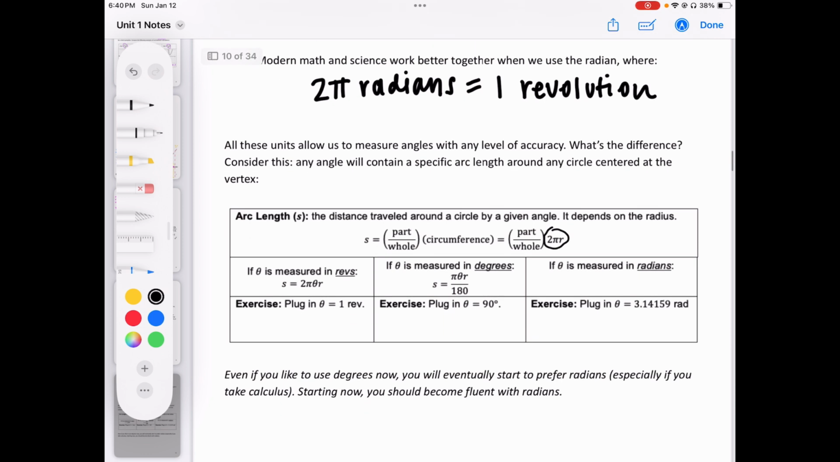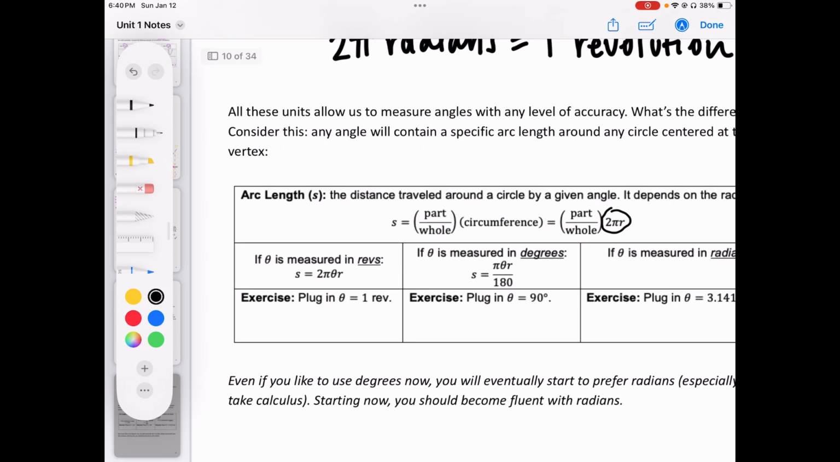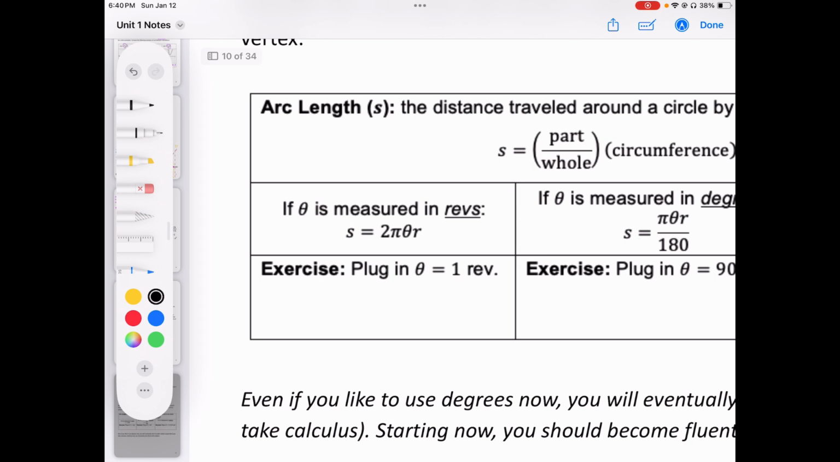Now, it depends on how you're measuring theta. If you're doing it in revolutions, it'll look different than degrees, and different than in radians. So if theta is measured in revolutions, the arc length is equal to 2 pi theta r. If theta is one revolution, we would have S equals 2 pi r, because this would turn into a 1.